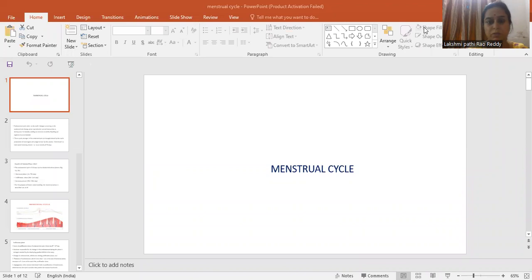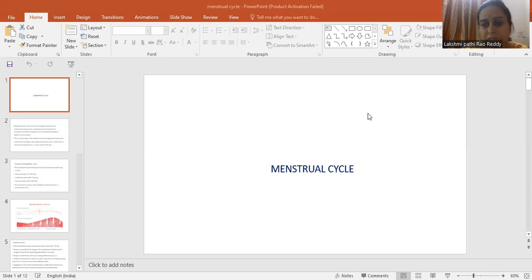Hello students. So today we are going to talk about one of the most important topics, that is the endometrial cycle or menstrual cycle. Okay, so the endometrial cycle is cyclical changes which happen in the endometrium. It is as simple as that. The approximate normal duration of this cycle is 28 days.